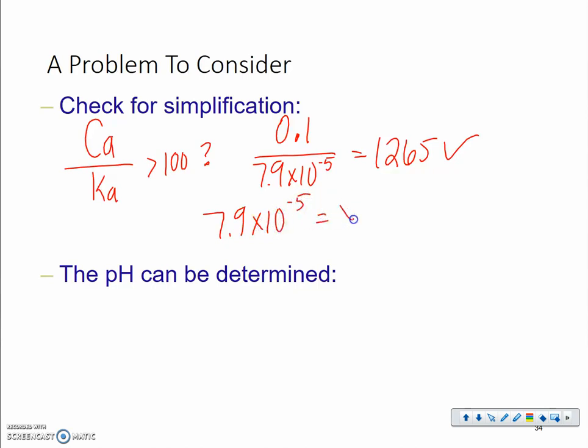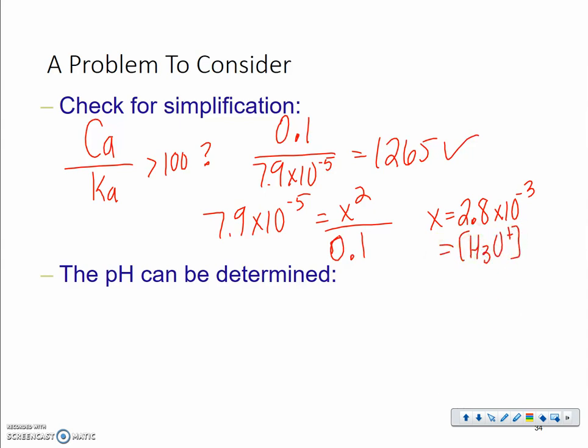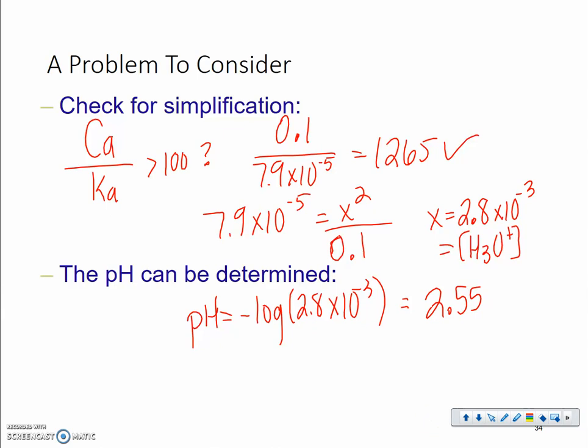So we can write our K expression as this to solve for x. So when we work this out and we solve for x, we get this value, which is equal to our H3O+. So now the pH can be determined. 2.55, or you can do 2.6 if you want to keep it consistent with 2 sig figs. So that's the first question.